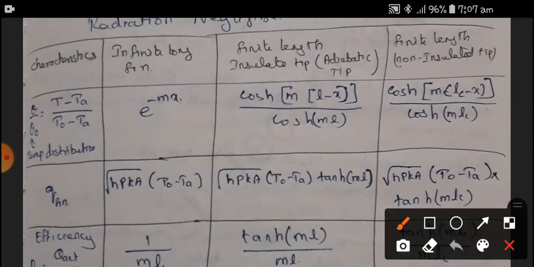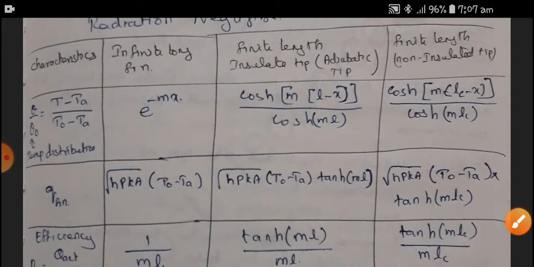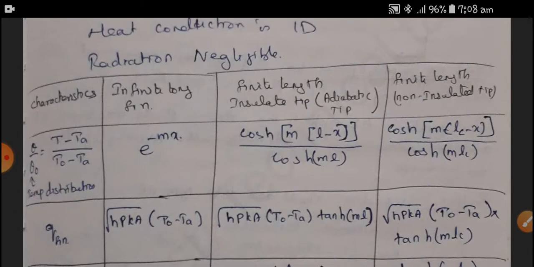The small q is equal to capital Q by A. So heat transfer by area, that is, heat transfer per surface area, we indicate it as small q. First we have to go with the thermal distribution. The thermal distribution is nothing but theta by theta naught, that is T minus Ta divided by T naught minus Ta, where T is the surface temperature, Ta is the ambient temperature, T naught is the fin base temperature.